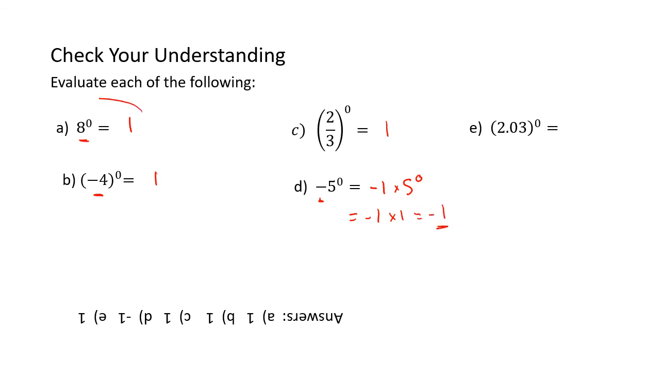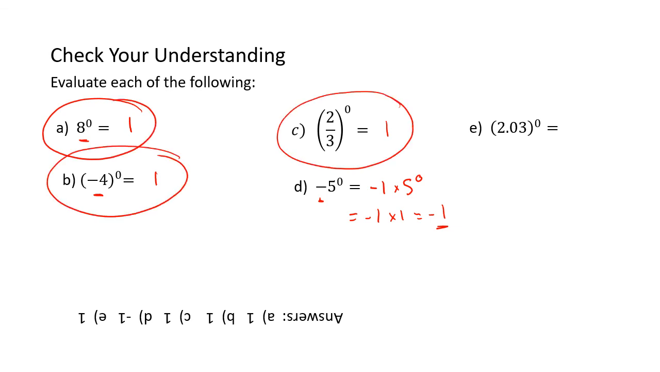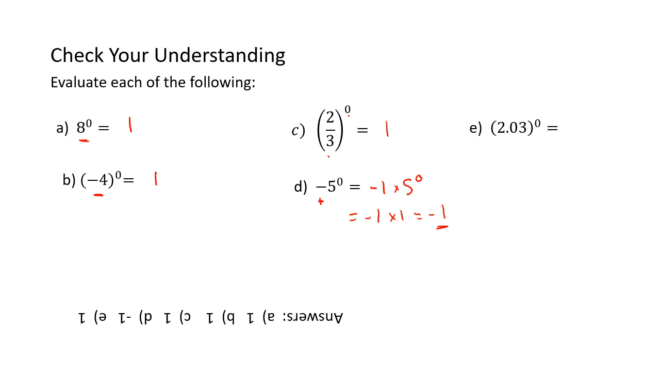In all of these other examples here, it was just a power, so a base and an exponent. In this case, we have a negative 1, and then we have the power, which is 5 to the exponent 0. An important distinction to make, okay? Our last example, example E, we don't have anything, we just have a power, 2.03 to the exponent 0, so that is equal to 1, okay?